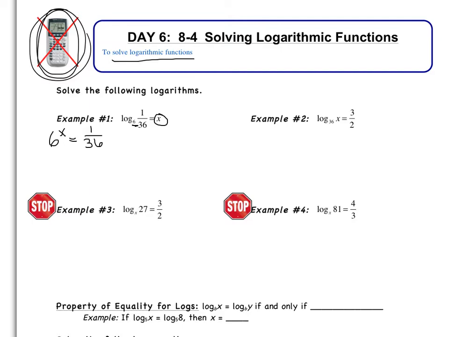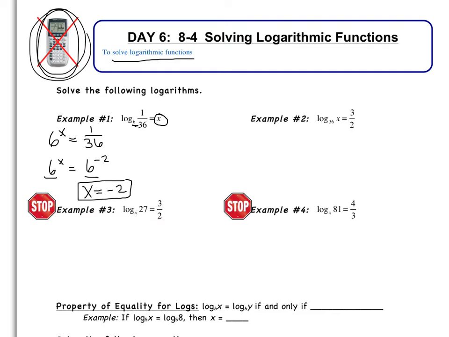Now this should look familiar. You have solved equations like this before. Remember that you need to get both sides in terms of the same base. So 6 to the x, I'm just going to keep 6 to the x. 36 is 6 squared, so 1 over 36 is 6 to the negative second. Now I have the same bases, 6 and 6, so my exponents are equal. X equals negative 2. That's it. That's example 1. So this shouldn't be too difficult. It's not really anything new. All you're doing is converting to exponential form and then solving.